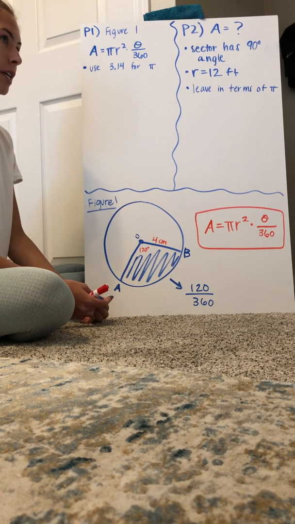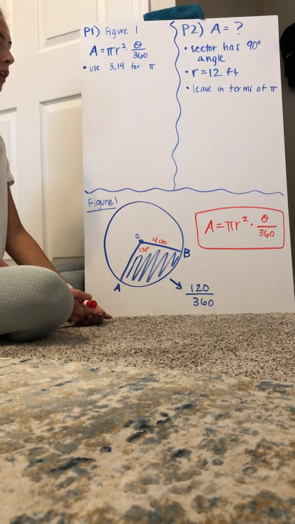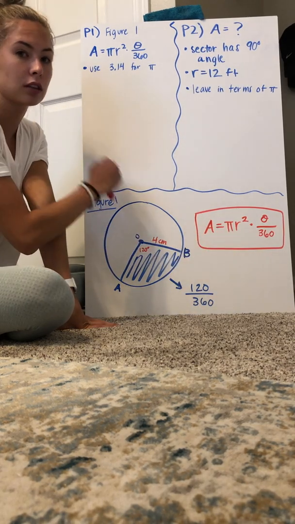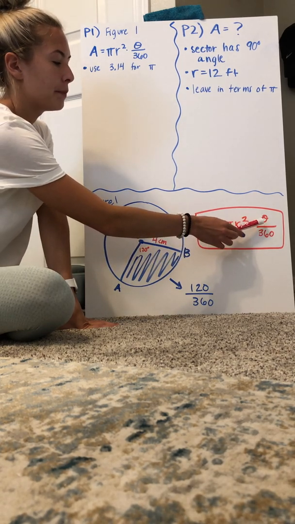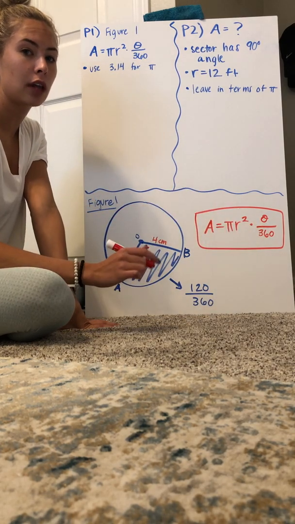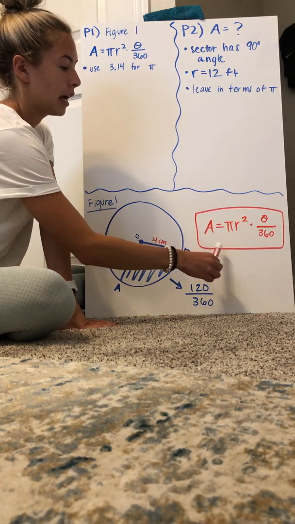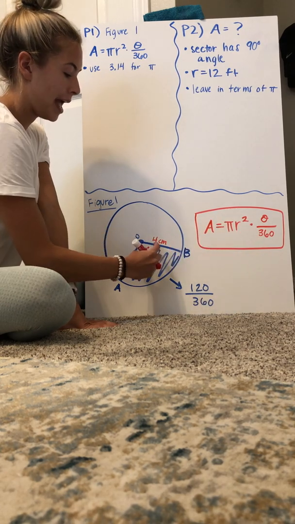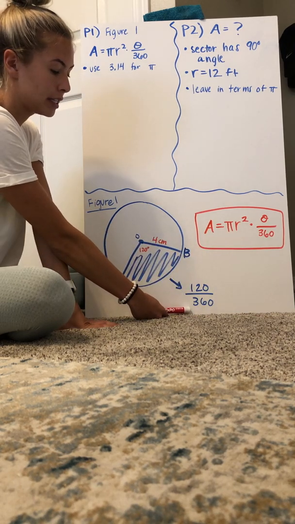So you might be able to get the formula and understand it by now, but if you don't, it's right here. We have area equals pi times r squared, just like the area of a circle. But now we're multiplying it times theta, which is the angle of the sector, divided by 360. So the area of a full circle multiplied by the angle that we have of the sector. In this case, it would be multiplied by 120 over 360.